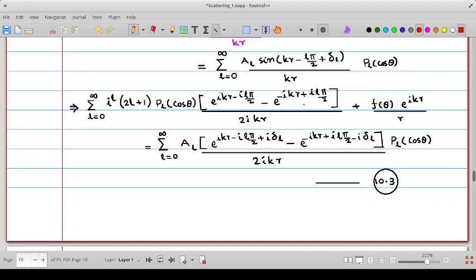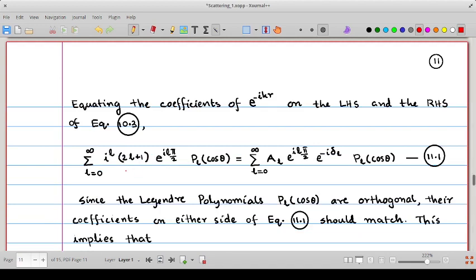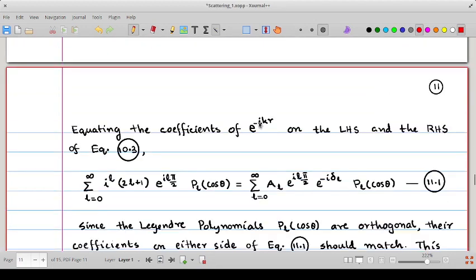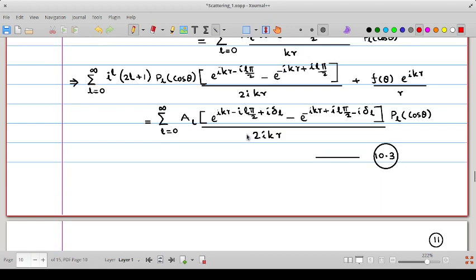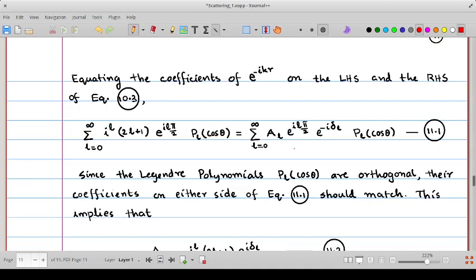Because over here in equation 10.3, the coefficient of e to the power minus i k r on the left hand side is coming from this term. So that has a factor minus e to the power i L pi by 2 times P L cos theta times 2 L plus 1 times i to the power L. And that is what we have written here. And on the right hand side, we again have this minus sign, but we have a factor of A L e to the power i L pi by 2 e to the power minus i delta L divided by 2i k r times P L cos theta. So that is over here.